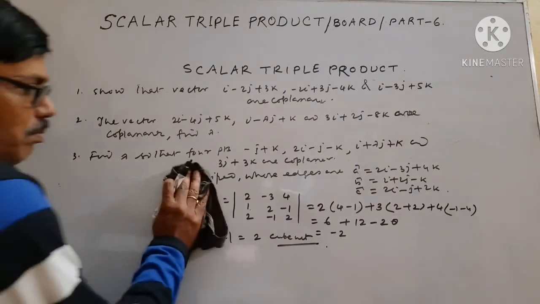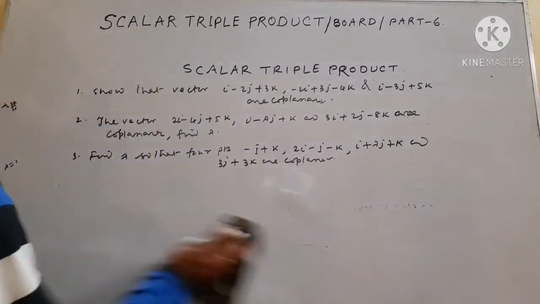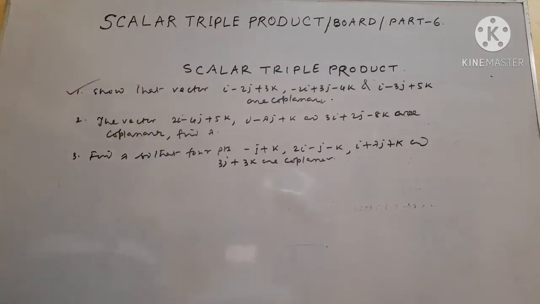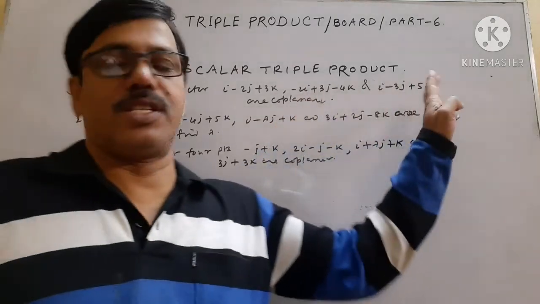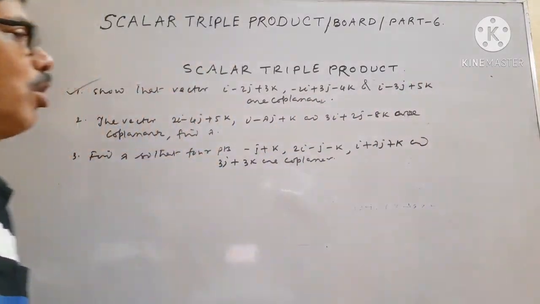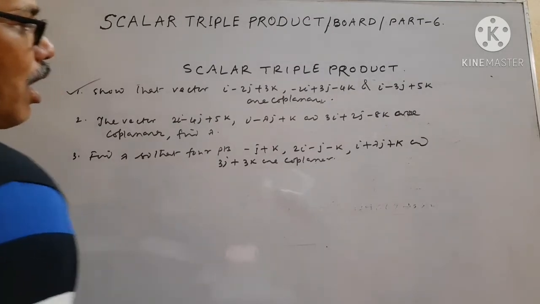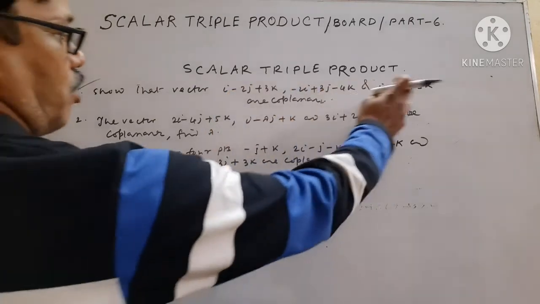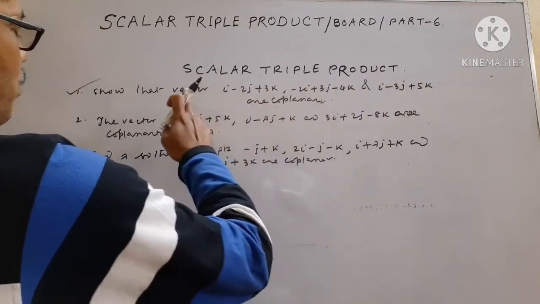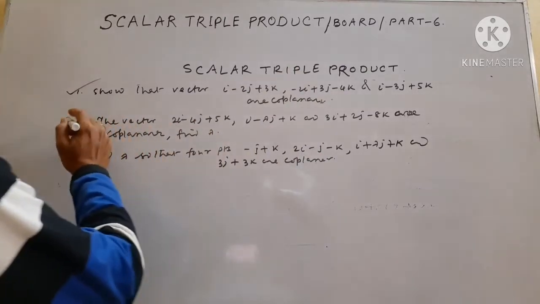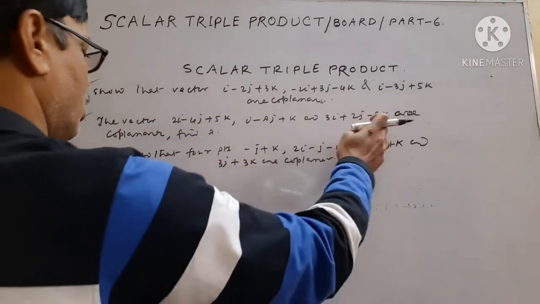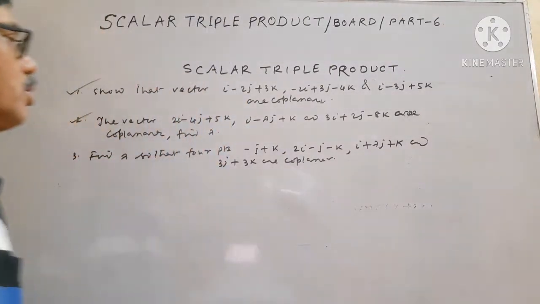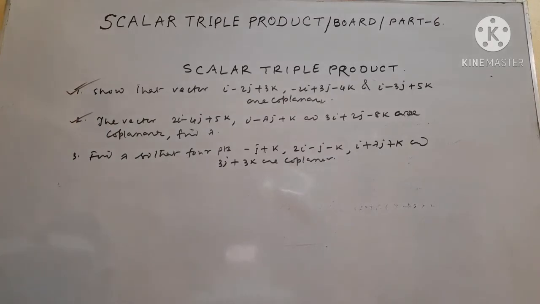Now problem number 1: the vectors given are coplanar. Find the value of lambda. Now prove that the vectors this and these are coplanar. Prove that the vectors are coplanar. And number 2 is exactly the same: these are coplanar, find lambda.